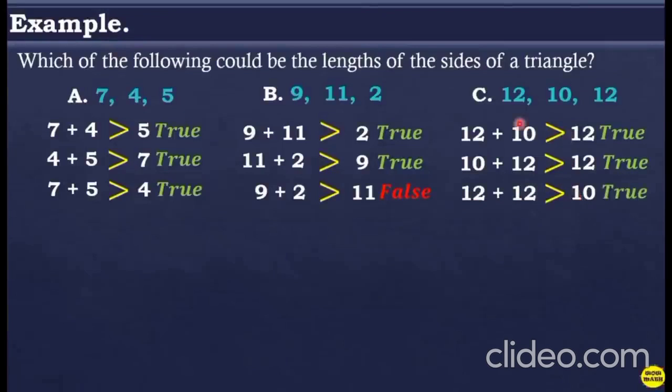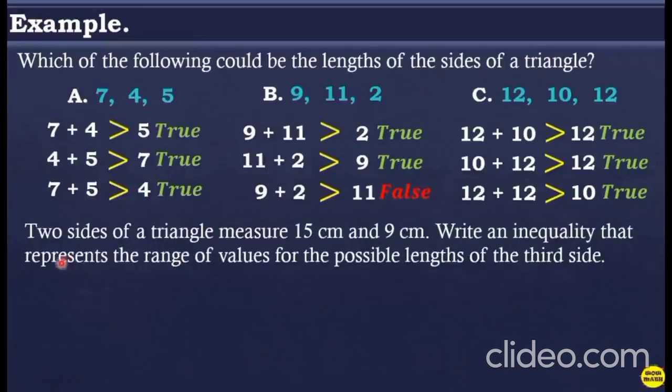So, therefore, these three lengths can form a triangle. So, ibig sabihin, itong tatlong length na to ay makaka-form ng triangle. So, only A and C can form a triangle.